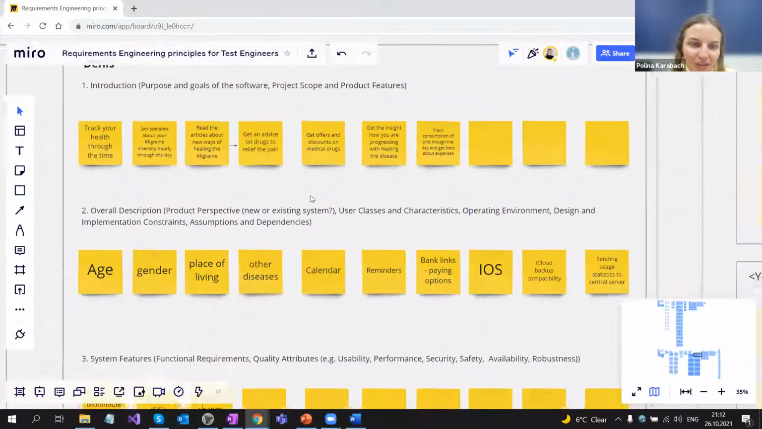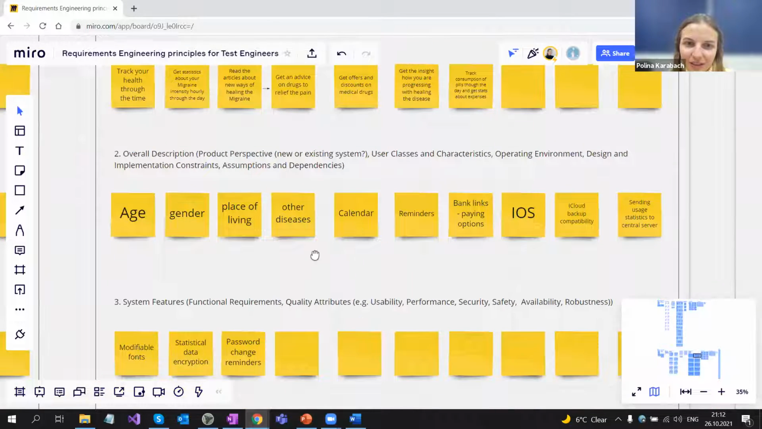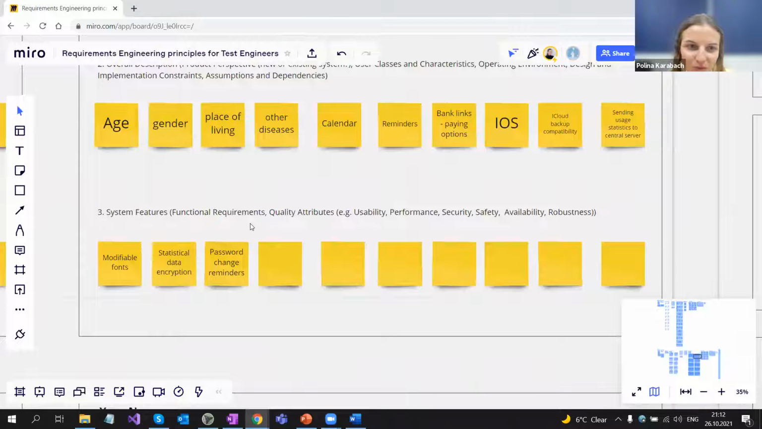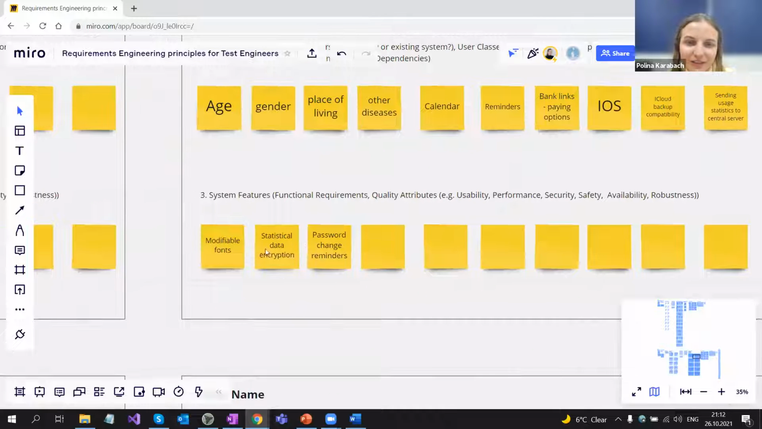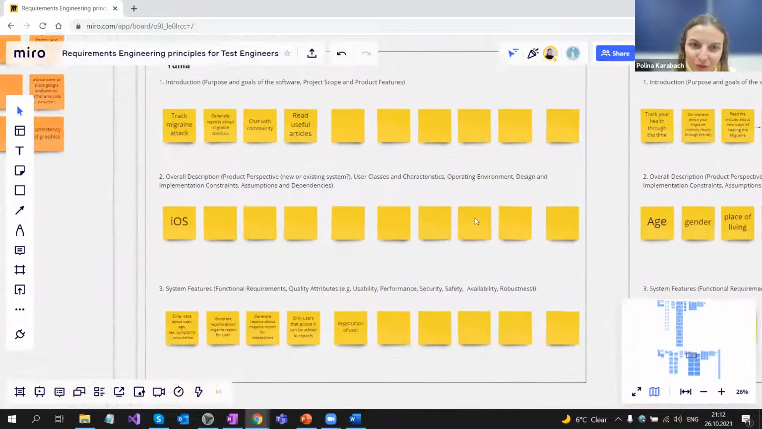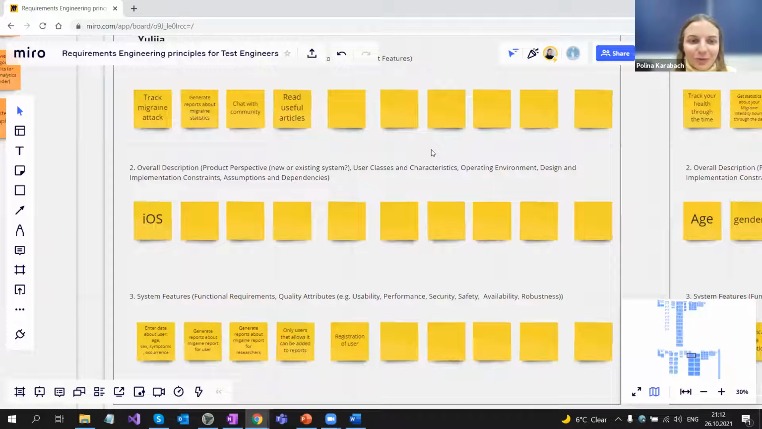Track consumption, age, gender, place of living, calendar reminders. So it's some certain functionalities and constraints. Verifiable false, statistical data encryption. So nice. I really like how broad you think. So thank you for executing this exercise. I hope my comments will be useful for you in your real life situation when you need to elicit some requirements or discuss them.